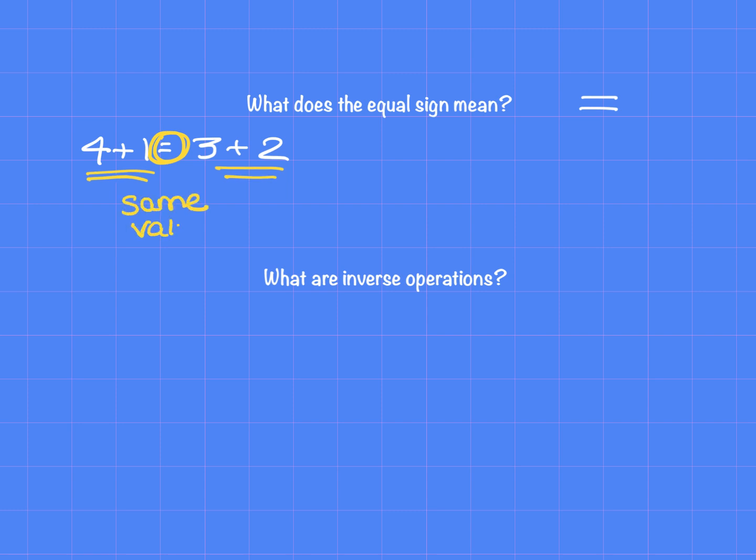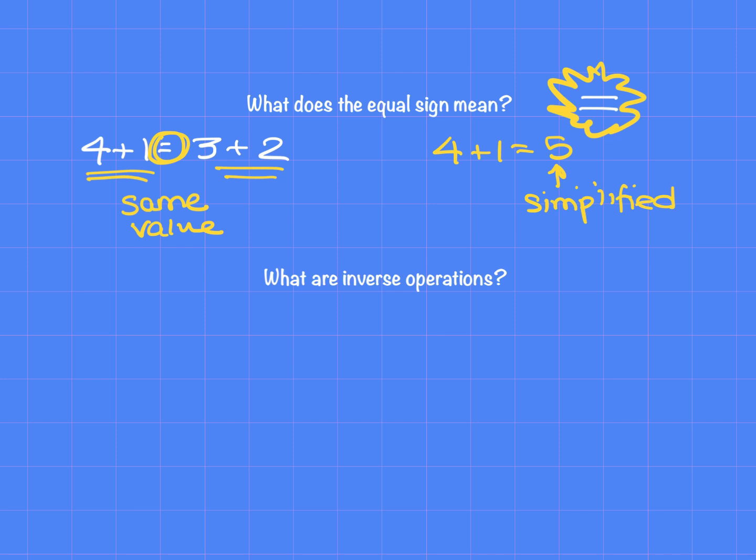Again, back in elementary school, when you were writing 4 plus 1 equals 5, 5 is what we call just the simplified value. It's just an easier way to see what quantity we're talking about. That's why we would write it as 5, because it's a lot easier to understand and express, rather than saying I have 4 plus 1 apples. We would just say I have 5 in terms of a quantity. But again, the equal sign represents that the values on the left and the right are in fact the same.